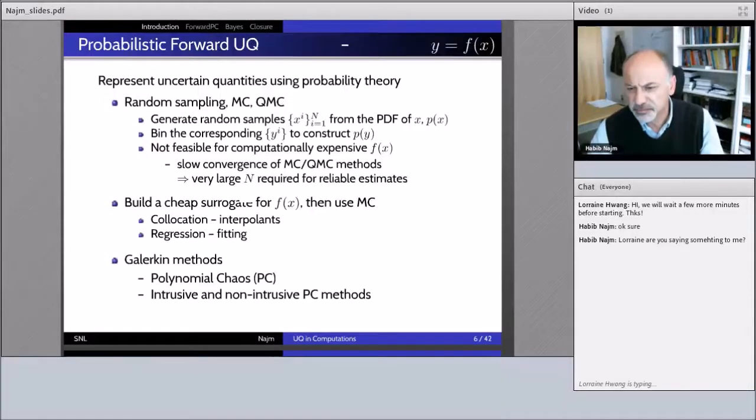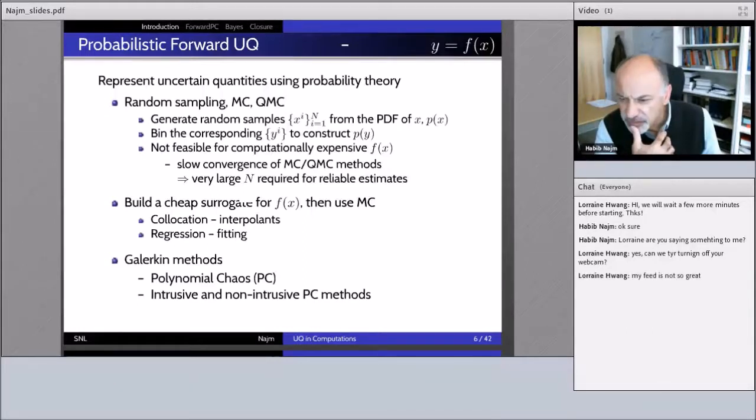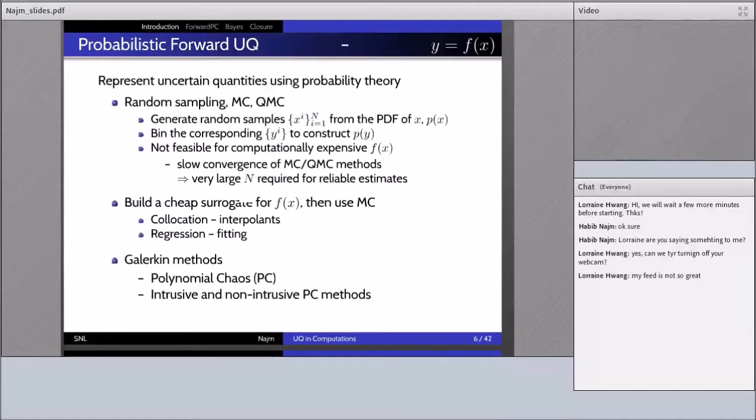So obviously, this is an easy way of propagating uncertainty using Monte Carlo methods, but it's not feasible for large computationally expensive models because of the slow convergence of Monte Carlo and quasi-Monte Carlo methods. So it's important to think of how to deal with that complexity. One way to do it is to build a cheap surrogate for f of x. If you're able to construct, say, a response surface that represents the variation of y over x with a simple polynomial, then you can replace f of x with this response surface and you can do Monte Carlo.